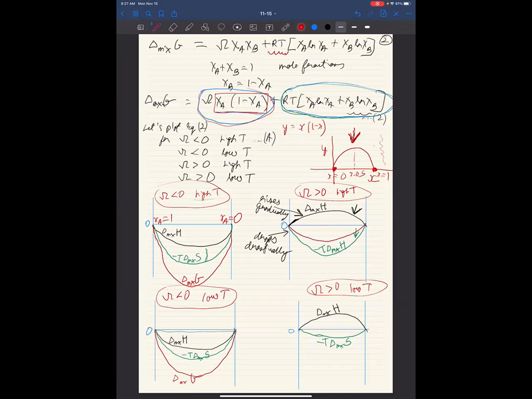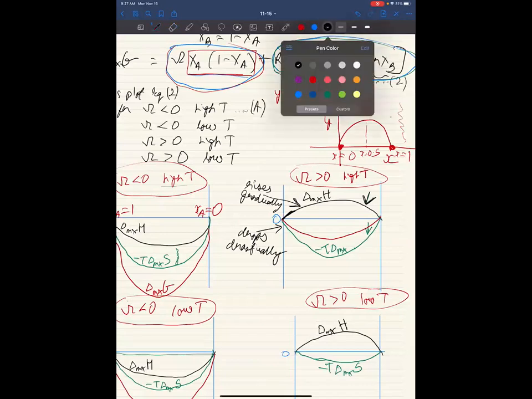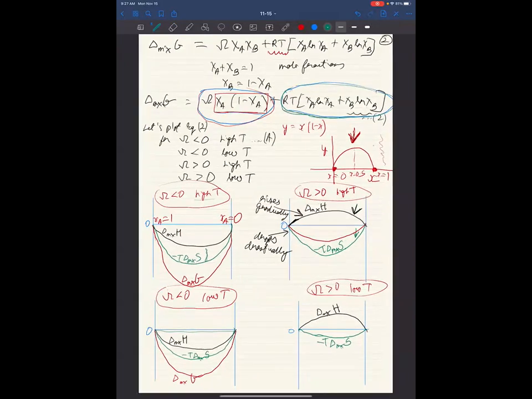It's almost like minus T. Oh, wait, I had a typo here. Sorry. This is S. It's the minus T delta mixing S. The entropy of mixing dominates, but you're adding something positive to it a little bit, right? So it rises up just a bit. So overall, it's still going to look as minus, so this is delta mixing G.